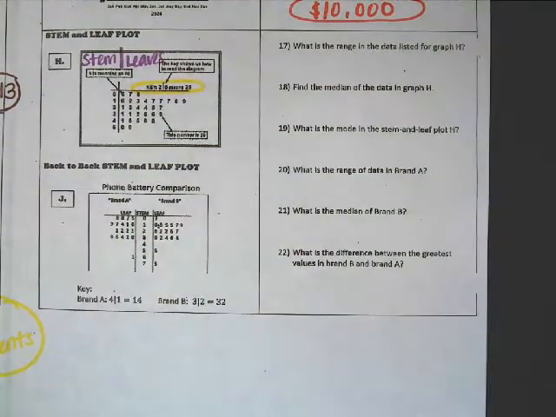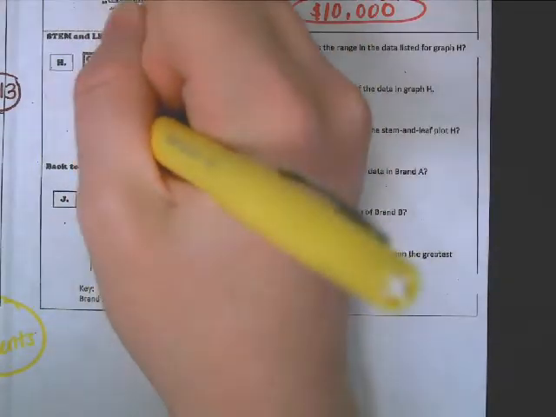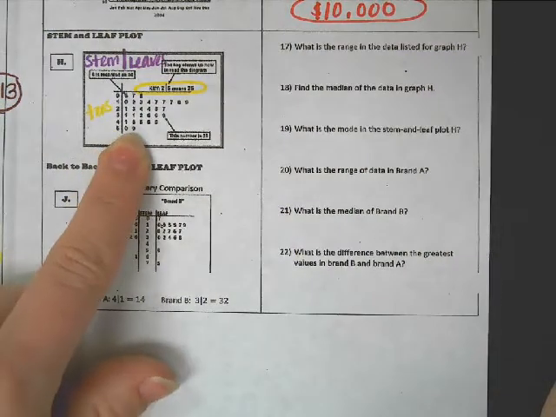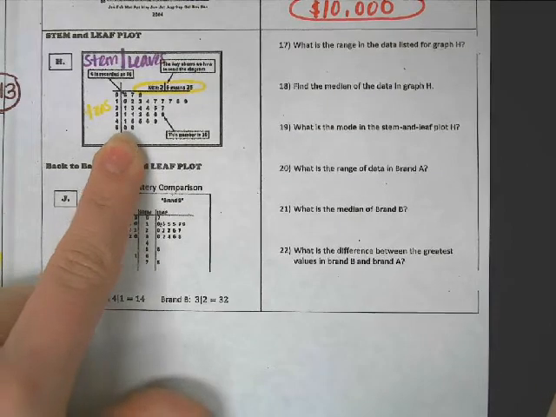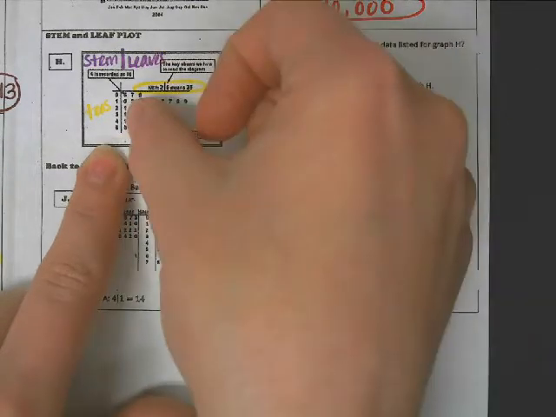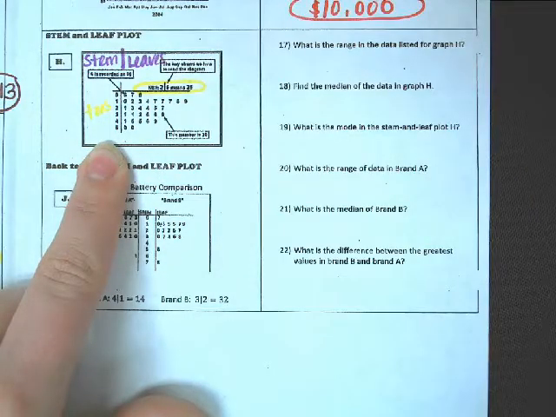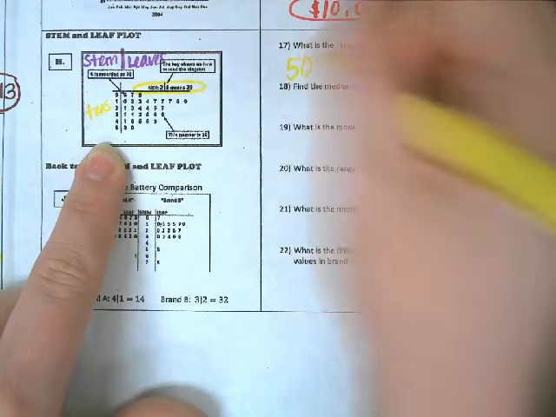So let's take a look at what number 17 asked. It says, what is the range of the data listed in graph H? Looking at the graph to the left, I see my highest tens place over here. These are my tens. Starts with the number 5. If you'll notice, the ones are 0. This does not mean 500. It means 50. With that said, my highest number is the number 50.